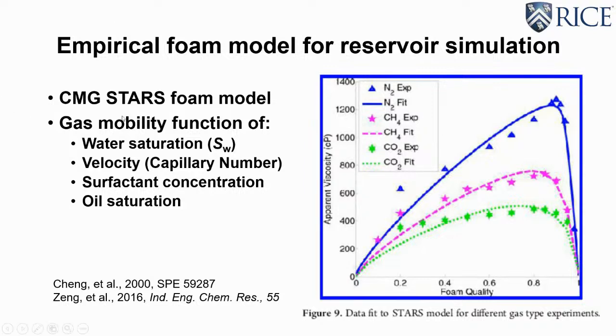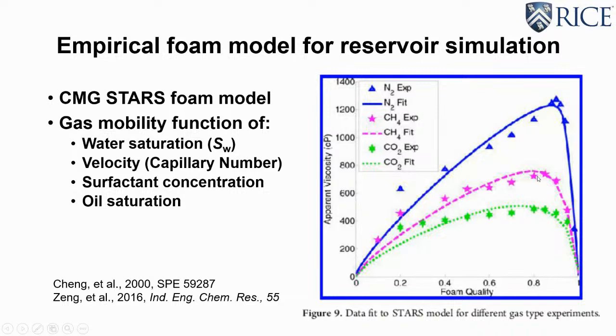So in this model, the gas mobility is a function of the water saturation, the velocity or the capillary number, the surfactant concentration, and the oil saturation. And so here are some experimental results. These experiments were done at TU Delft and then published by our student that spent time at TU Delft, and then continued the interpretation and developing the fitting algorithm for fitting the experimental data to the curves. And then we have data, the blue is for nitrogen foam, methane foam and CO2 foam. And then the points are the experimental measurements. The curves are the fit for the STARS model using the parameter estimation strategy that Yongchao had developed.